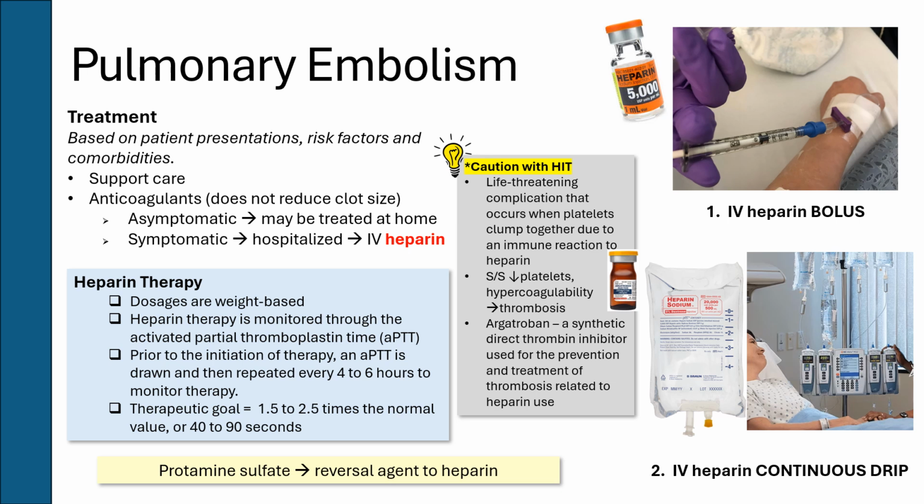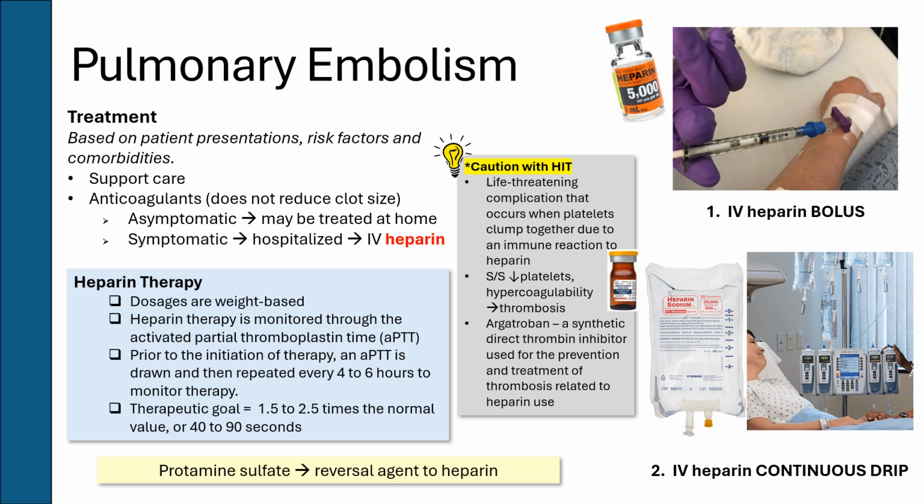So if the patient is asymptomatic, then they can be treated at home. If they're symptomatic, again, that's going to bump the patient up on our priority list. They become unstable when they're symptomatic. They need to be hospitalized. They're going to receive heparin therapy. So how do we do heparin therapy? Dosages are weight-based, so we need to make sure we get a weight, and we are going to monitor this through blood by way of aPTT, or just PTT for short.